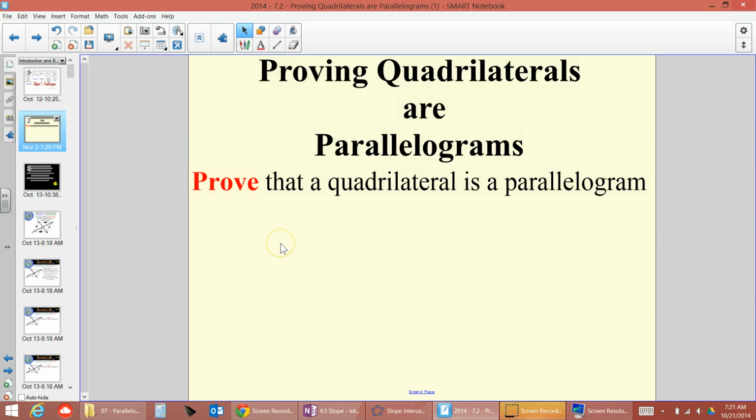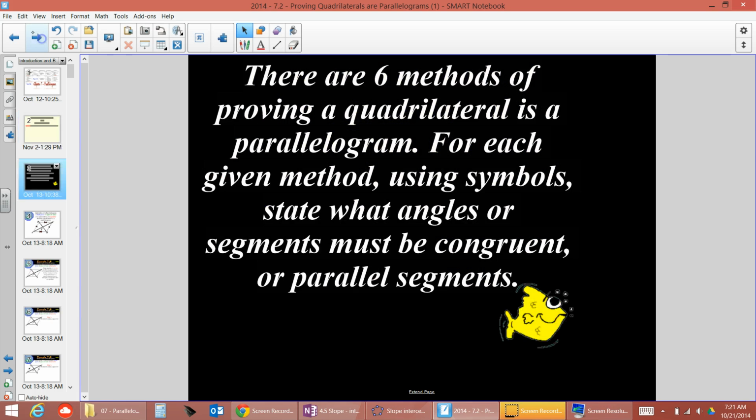All right, 7.2. Going over the other direction from yesterday. Most of it we already covered, so I'm going to go quick. Okay, we talked about there's 6 ways to prove a quadrilateral is a parallelogram.